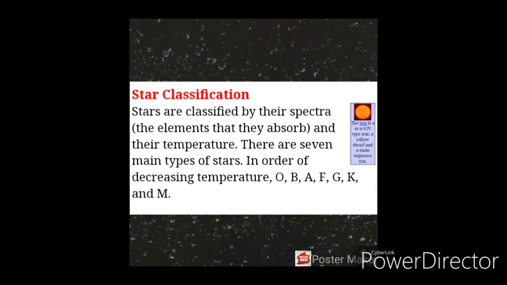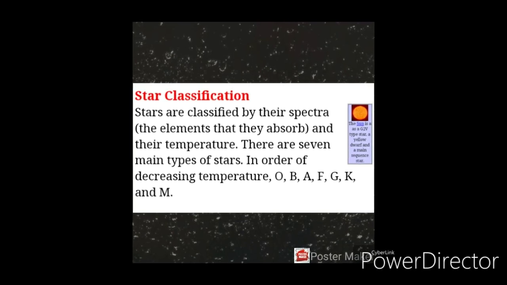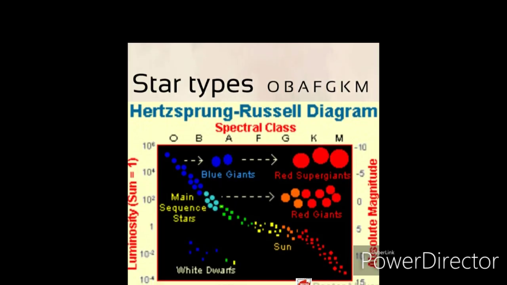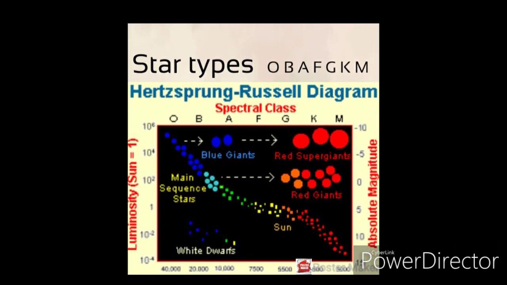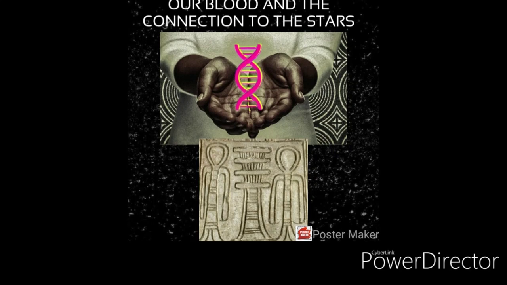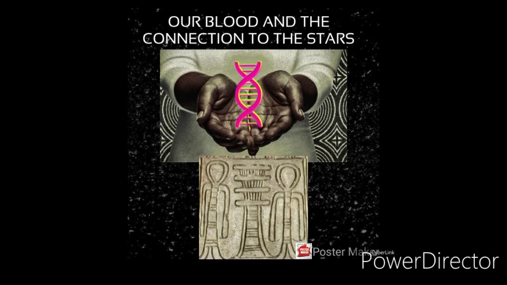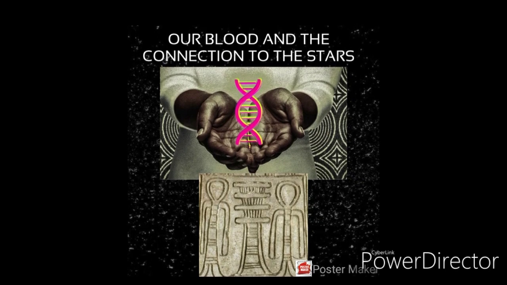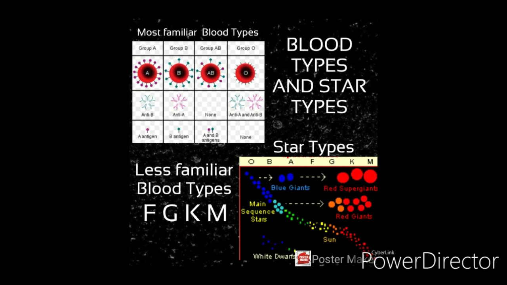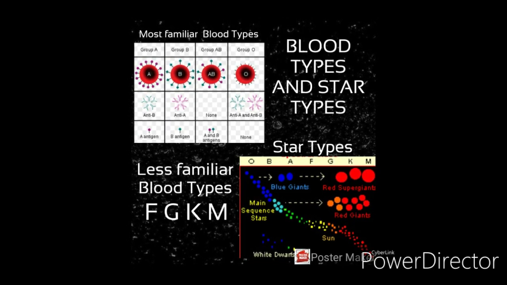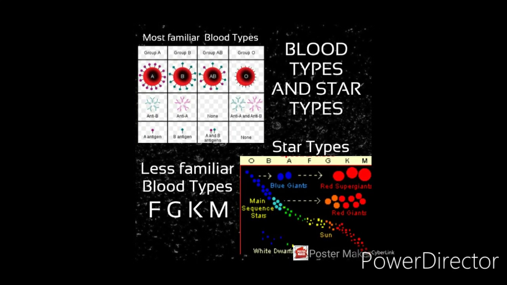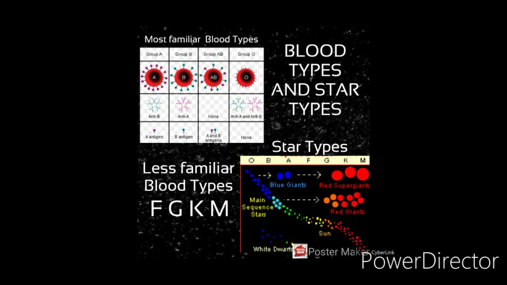There are essentially 7 main types of stars, and they are O, B, A, F, G, K, and M. This diagram gives you an idea of how stars are classified according to the elements that they absorb, along with their temperature. When it comes to the blood running through our veins, most people are familiar with the 3 main blood types, O, B, and A. But there are also less familiar blood groups known as F, G, K, and M. This means the star types and blood types are both classified using the same 7 letters, O, B, A, F, G, K, and M.